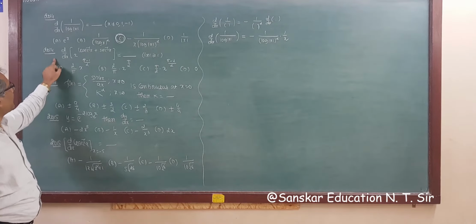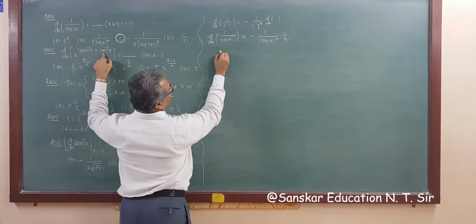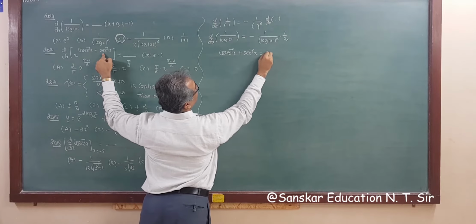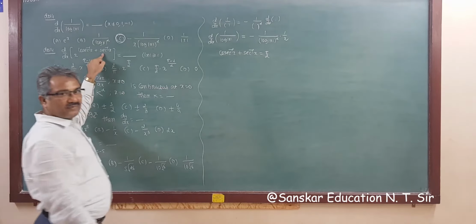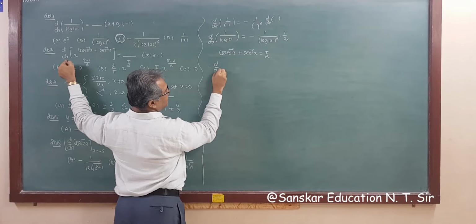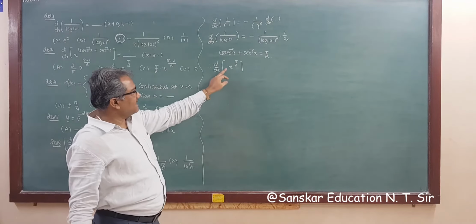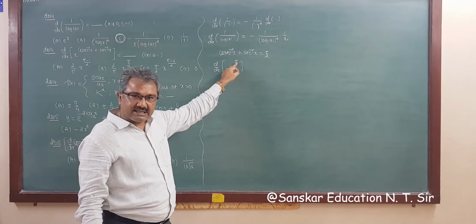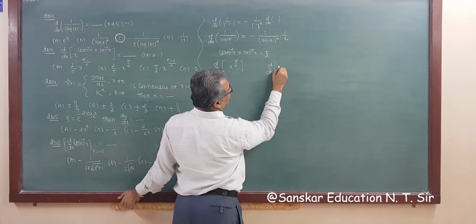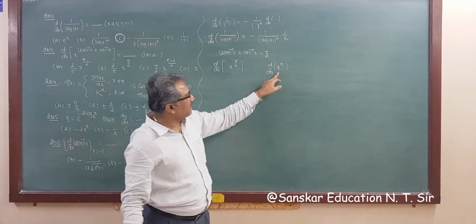Now the second one: d/dx of x raised to (cosec inverse x plus sec inverse x). You know cosec inverse x plus sec inverse x is equal to pi by 2. This identity you know. Therefore it is d/dx of x raised to pi by 2. This is a variable raised to a constant, so you have to apply the d/dx of x raised to n formula.